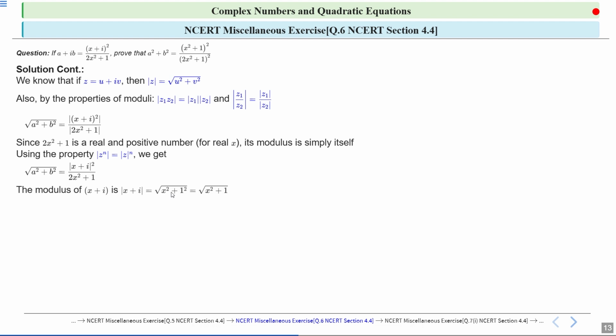Now let's find the modulus of x plus iota. Using the formula, modulus of x plus iota is equal to square root of x square plus 1 square, which is equal to square root of x square plus 1. So this gives us the value we need for the numerator. Therefore, the modulus squared, modulus of x plus iota squared, equals square root of x square plus 1 whole square, which is equal to x square plus 1.